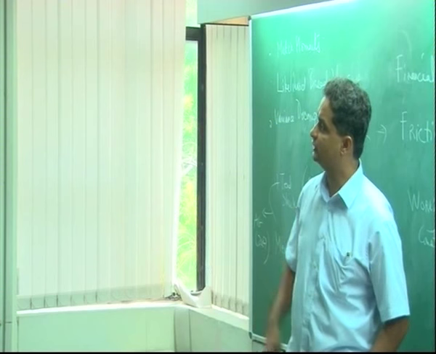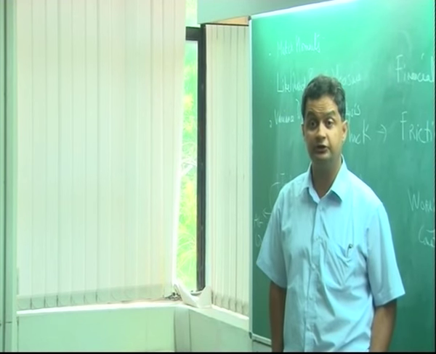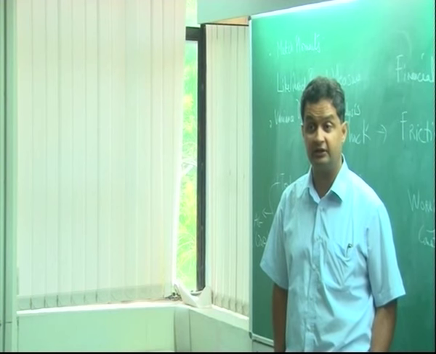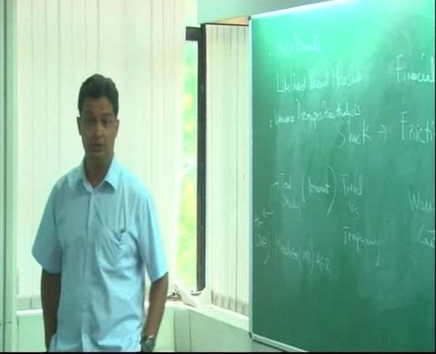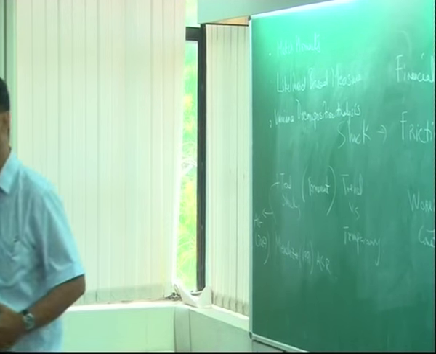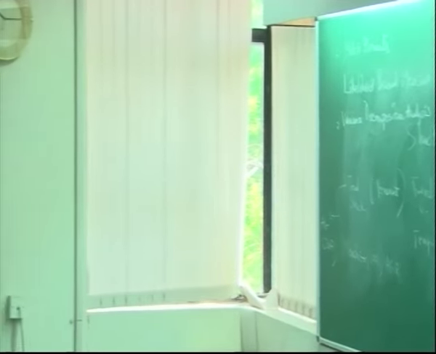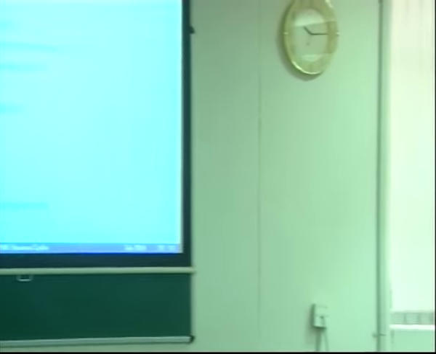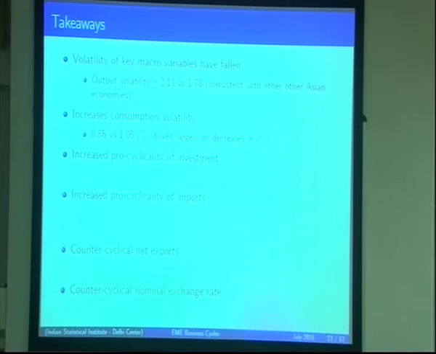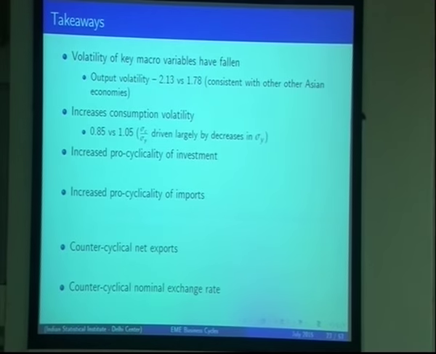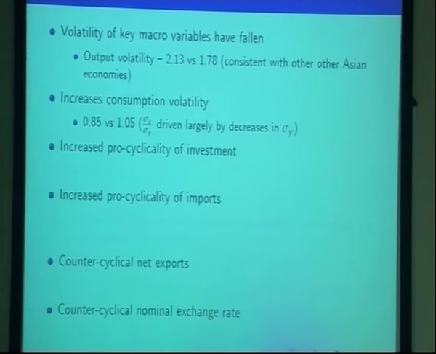Our sense is that it's also driven largely by decreases in sigma y, the relative volatility of output, which in turn is driven by the fact that agriculture has become less important. But consumption volatility has gone up. And you could also say that this coincides with a period where, if you look at the main investing priority measures, openness has also increased, capital inflows have also increased, so maybe there's something to do with the effects of those variables on overall volatility.